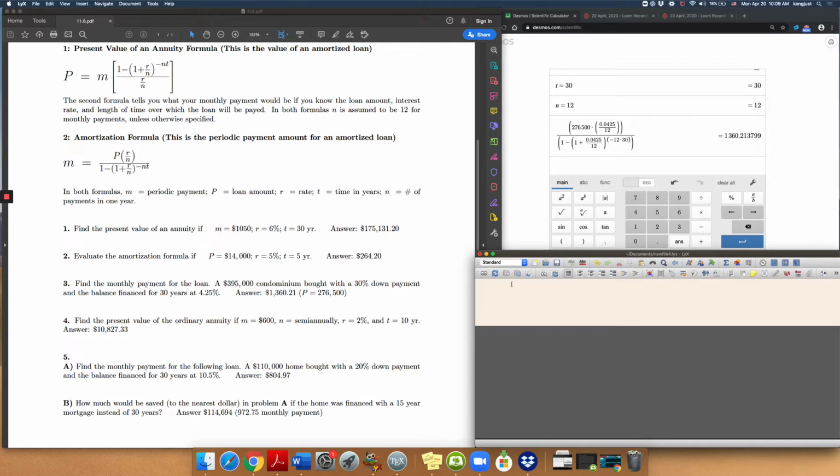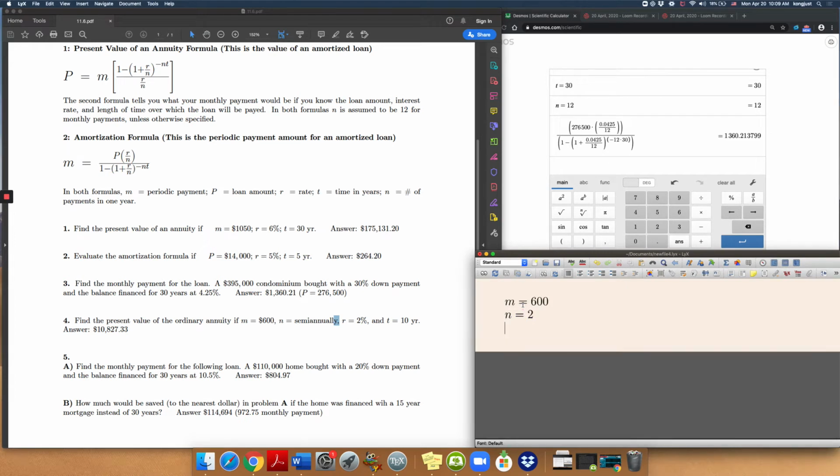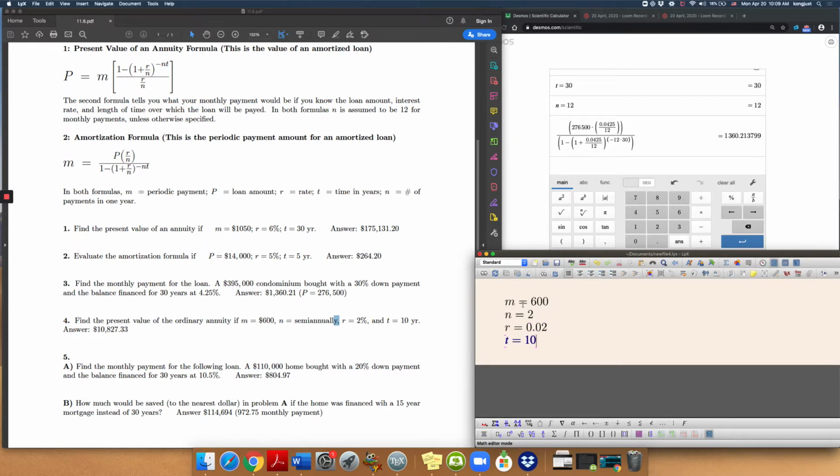So that means you're going to use the present value formula for an annuity. You want to know, in other words, how big of a loan can you afford under these circumstances? You can pay $600 twice a year. Let me start by rewriting my variables, this time with numbers. M is equal to 600, that doesn't change. N is equal to semi-annually, meaning twice in a year. R is 2%, meaning it's 0.02, and T is 10 years, so T is 10.